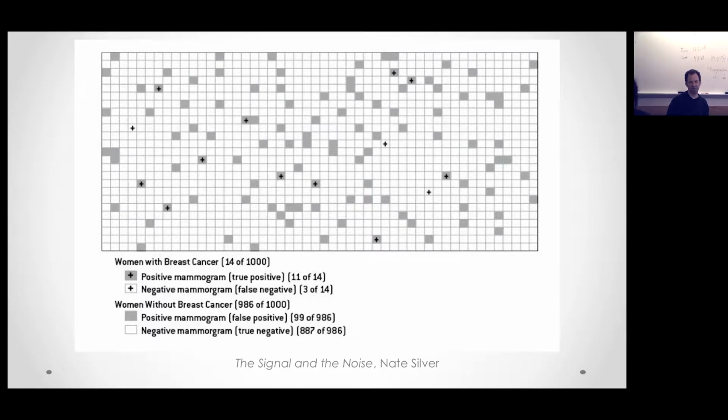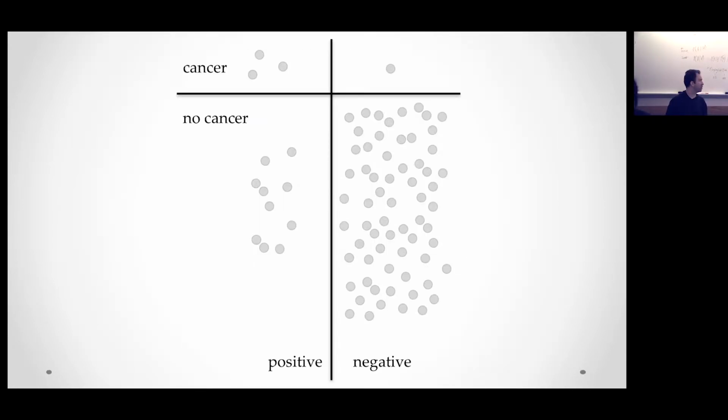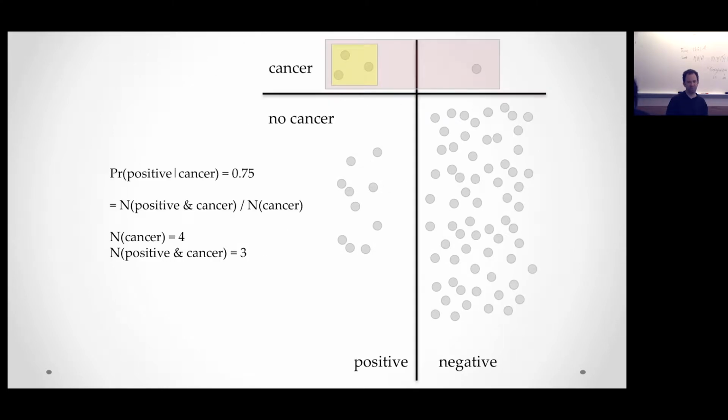And here's sort of the logic. I'm going to walk through this pretty fast. Again, this is a contingency table in graphical form. And we have these basic quantities, right? So we have the probability that the test is positive if you have cancer. And this is the easy one to get, right? This just depends on the test.